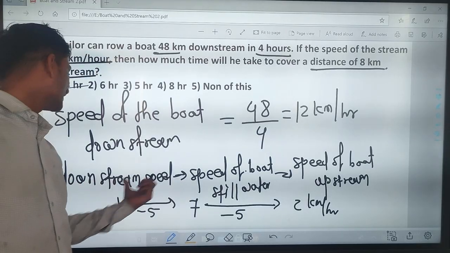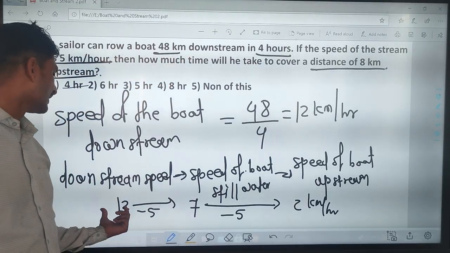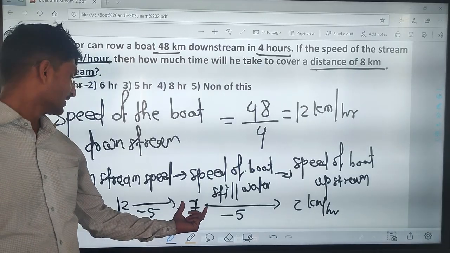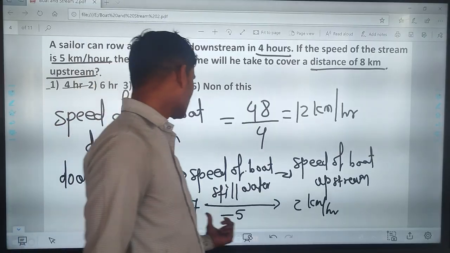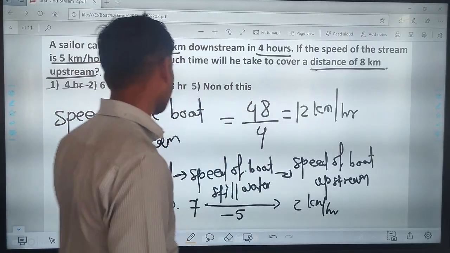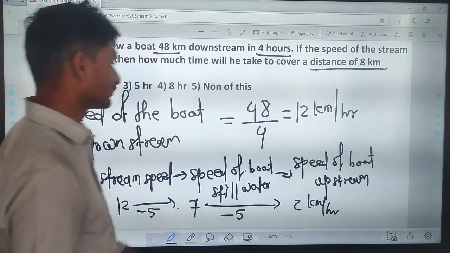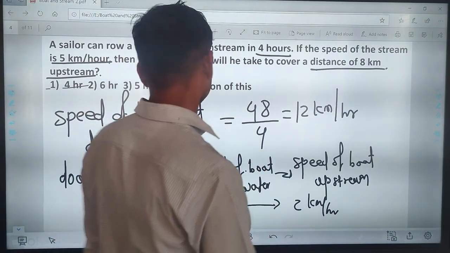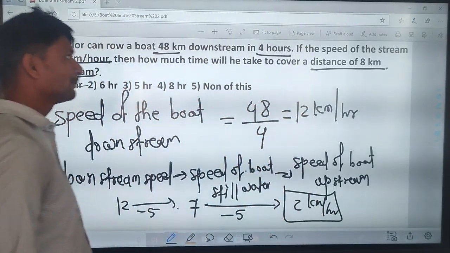Here the downstream speed is 12. The stream speed is 5 km per hour. Then 12 minus 5 is 7. Then the speed of the boat in still water is 7. Then 7 minus 5 is 2 km per hour. This is the speed of the boat upstream. Here the upstream speed is 2 km per hour.